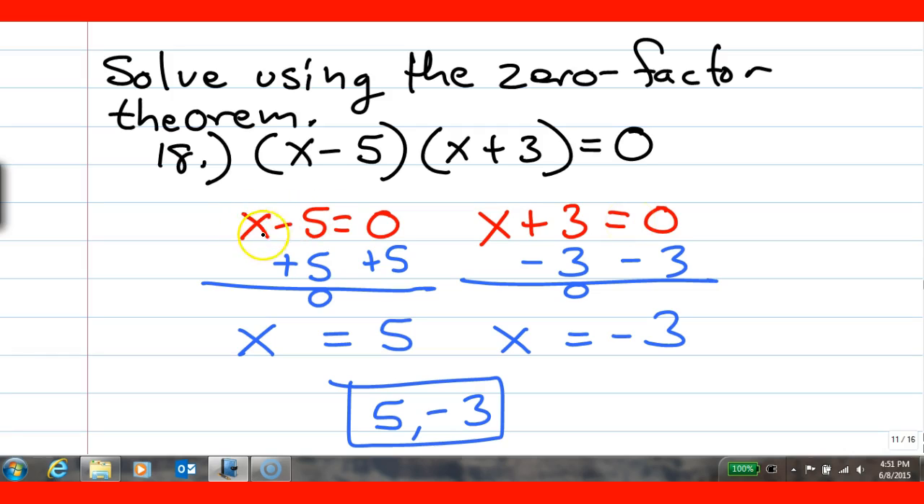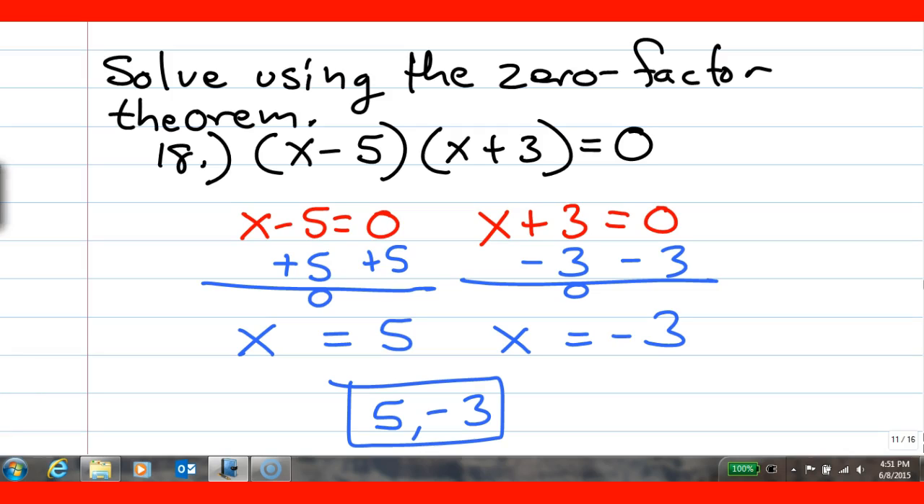So I come over here, the x minus 5 equals 0. I'm going to add the 5 to both sides so that I take this 5 on the left down to 0 so that I'm left with x equals 5. On the other side, do the same thing. Take the x plus 3 and equal it to 0. I'm going to subtract the 3 off both sides so that the 3 goes down to a 0 on the left side, so I'm left with just x equals a negative 3. So my answer here is 5, negative 3.